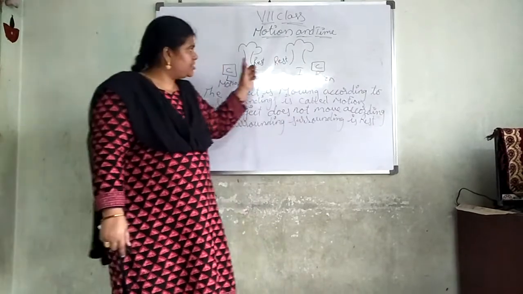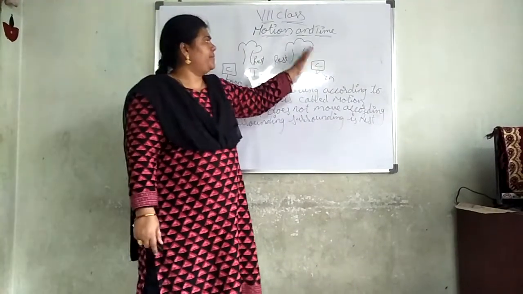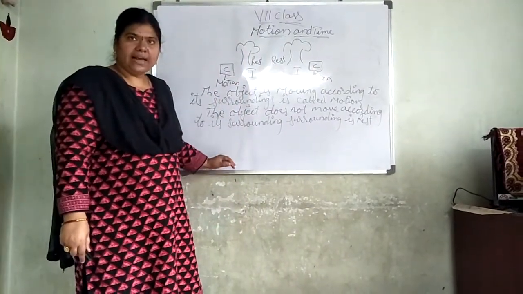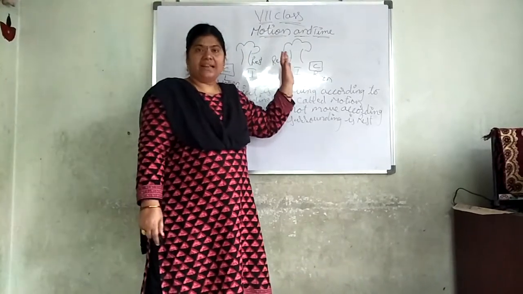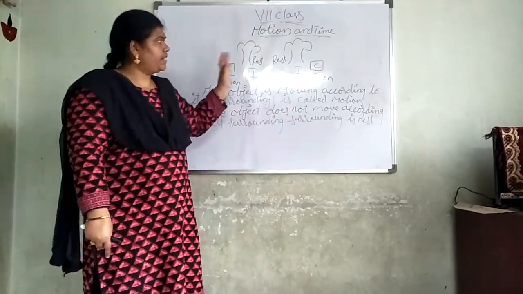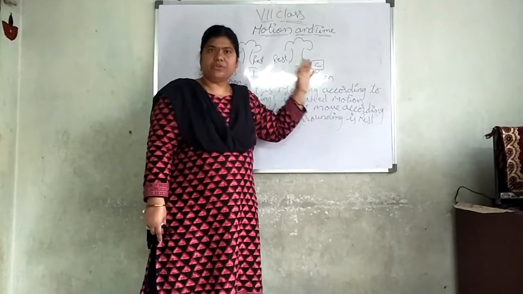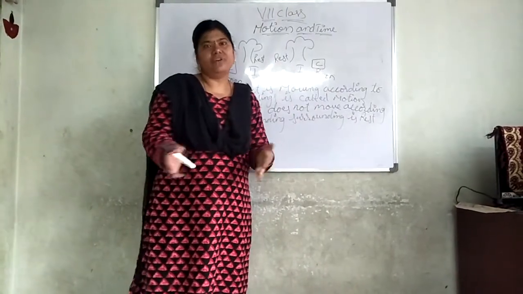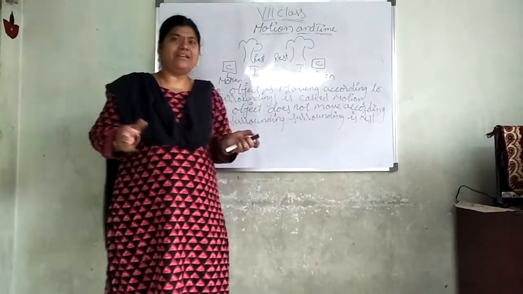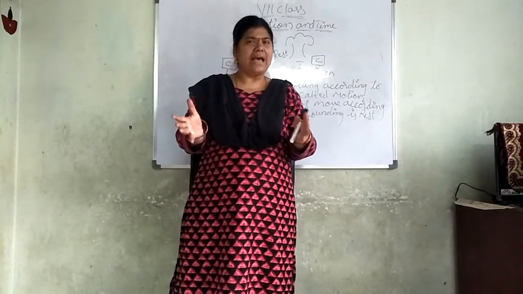The car is changing its position from one place to another. So I am telling that the car is in motion, but the tree is at that particular place. We know that the tree cannot move from one place to another. When we are traveling in a train, I hope you will have this experience more.